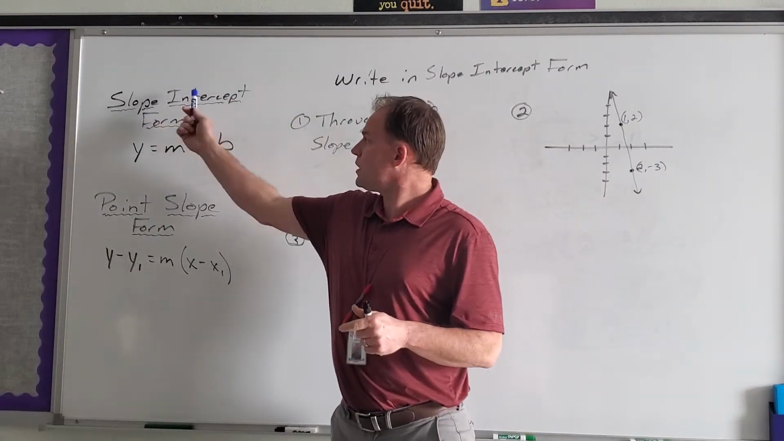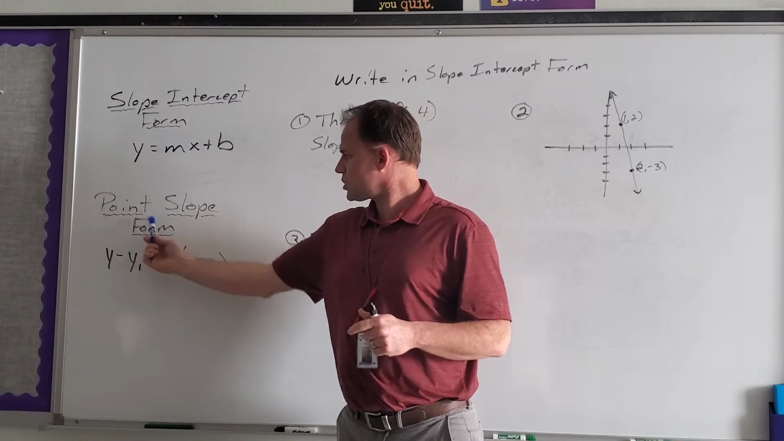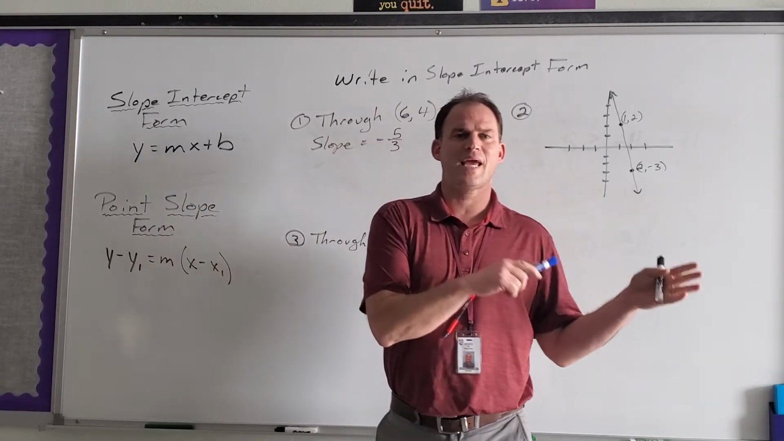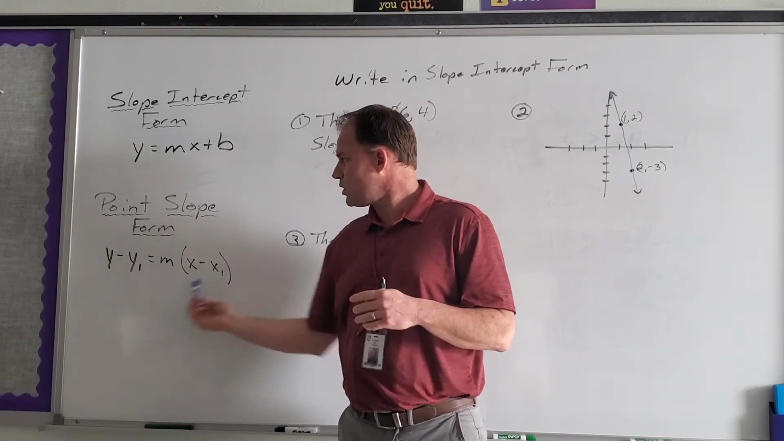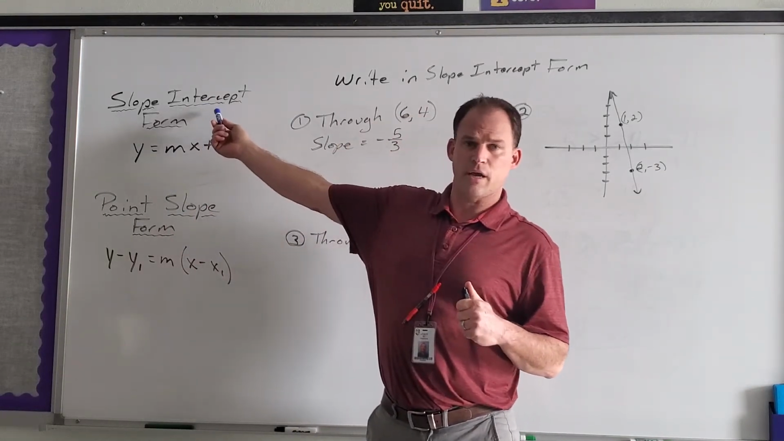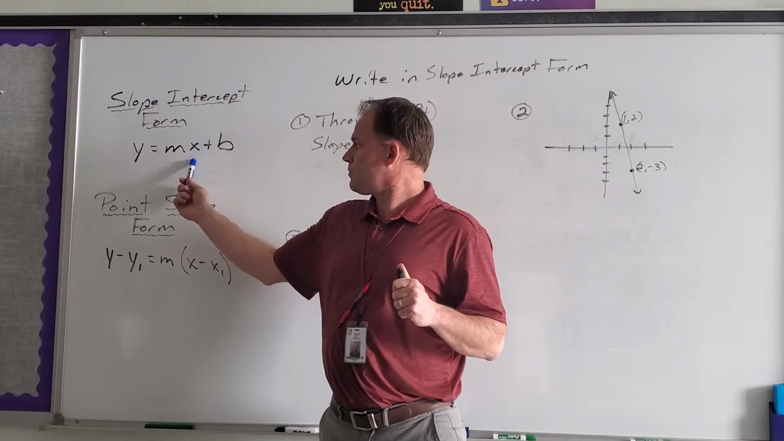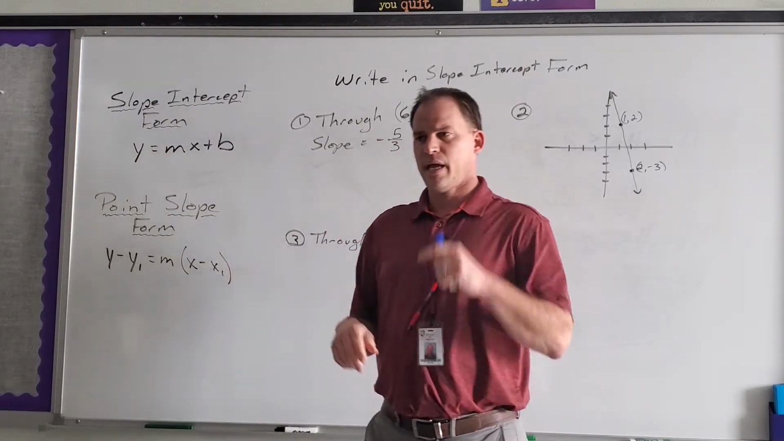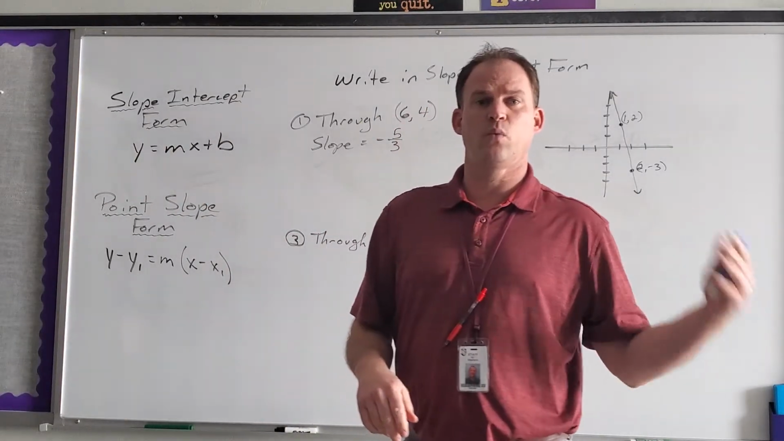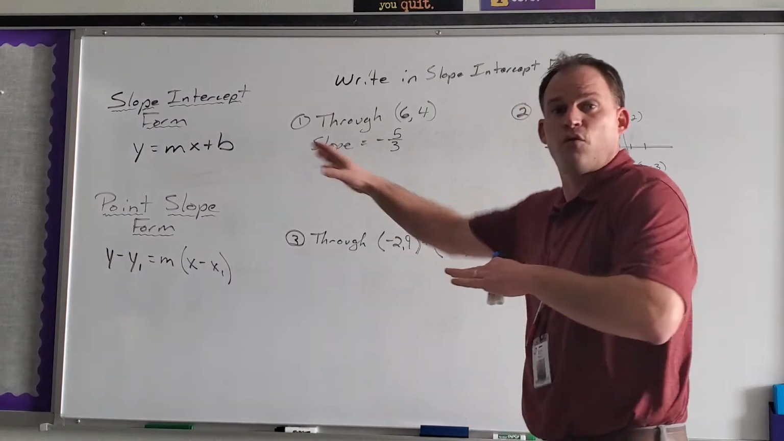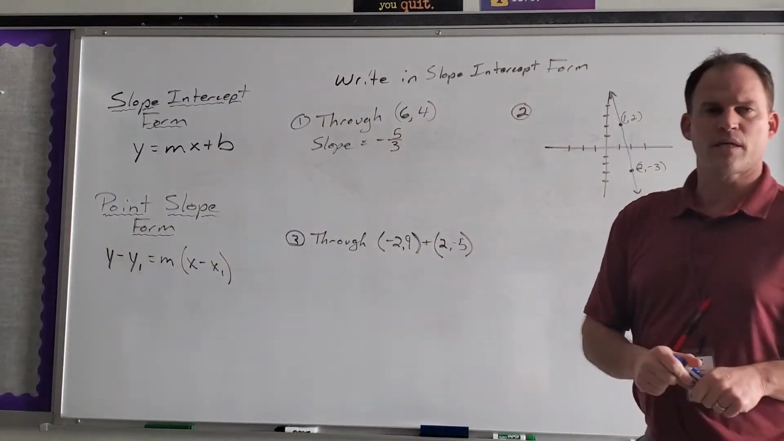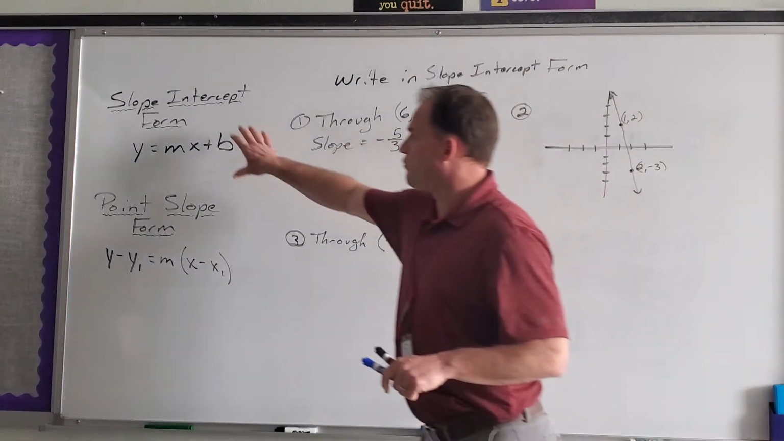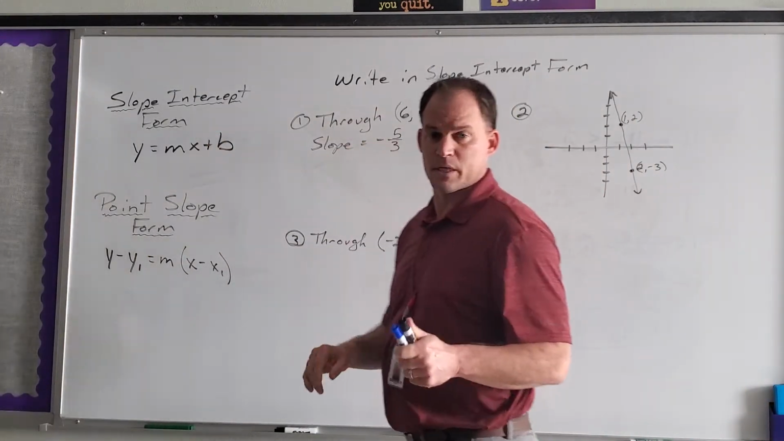The point-slope form and the slope-intercept form, and remember the names correspond to what we know. If we know a point and a slope, we use this. If we know the intercept and the slope, then we just jump straight to that. And again, read the directions as far as which form they want your final answer in. So today, we're going to practice writing them all in slope-intercept form. So our final answer is going to be y equals mx plus b.